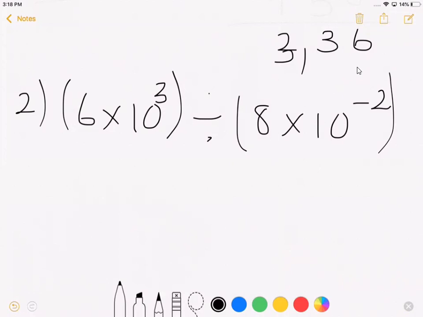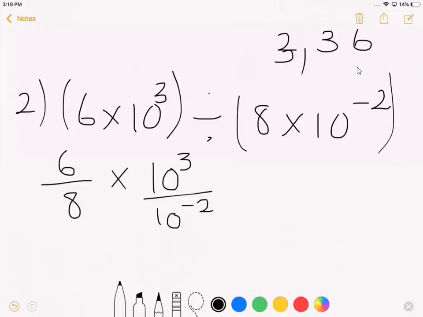So again, we are going to use lesson number 2, the laws of exponents, where we said when you are dividing and the base is the same, what do you do to the powers? You subtract the powers. But what you are going to do here, you group the like terms. You are going to divide the ordinary numbers on their own. So it means you are going to say 6 divided by 8 multiplied by 10 to the power of 3 divided by 10 to the power of minus 2.